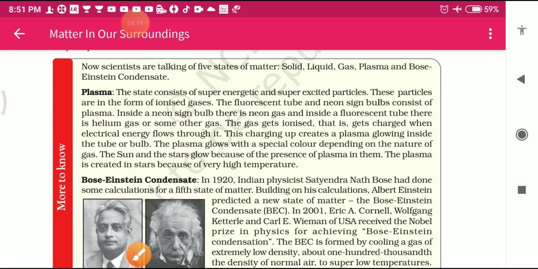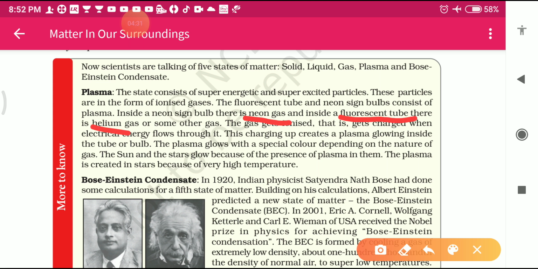And see here, inside a neon sign bulb neon gas is present, and inside a fluorescent tube helium gas is present. This is a very important question that may be asked: which gas is present in the fluorescent tube? That is helium. Inside a neon sign bulb, neon gas is present, and inside a fluorescent tube, helium gas is present.